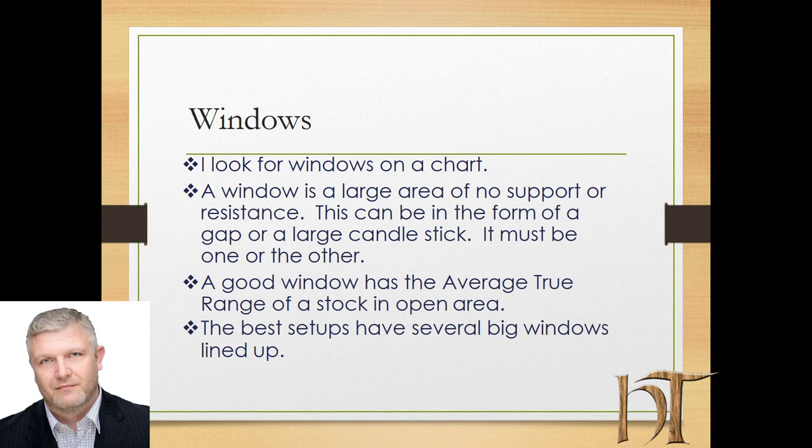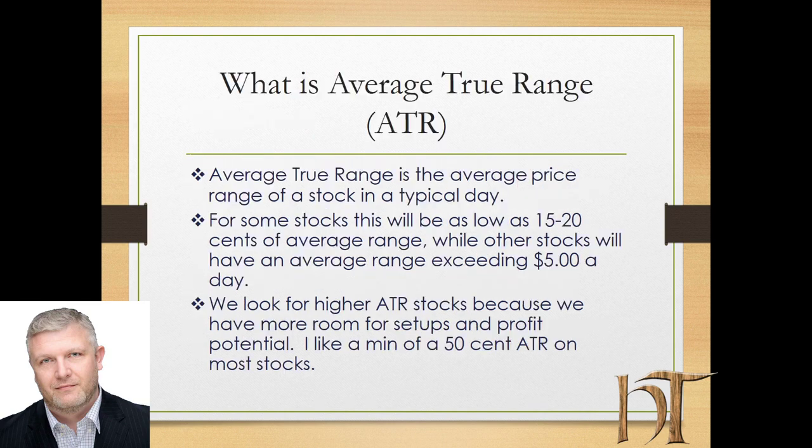Now, a really good window has the average true range of the stock encompassed in that window, and those are the best setups. The best setups have several big windows all lined up, one after the other. Now, average true range, I want to talk about that. I just made mention of the average true range. So the average true range is typically just the average range a stock will trade in a day.